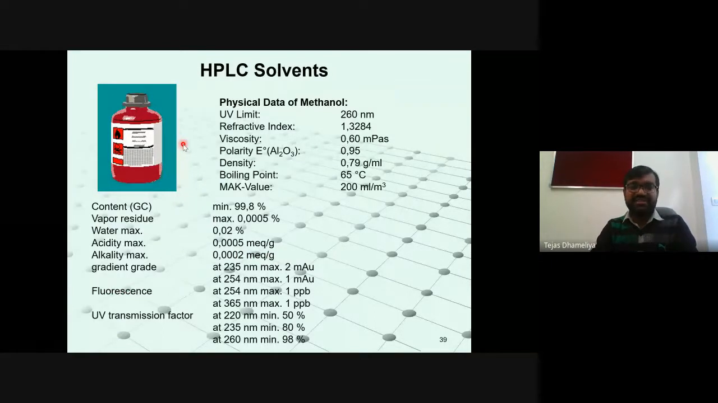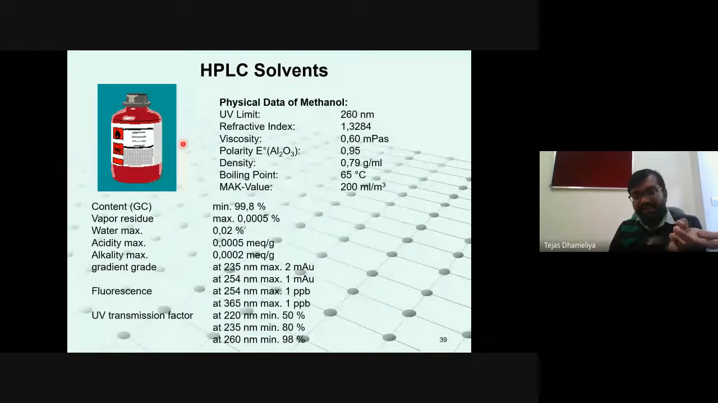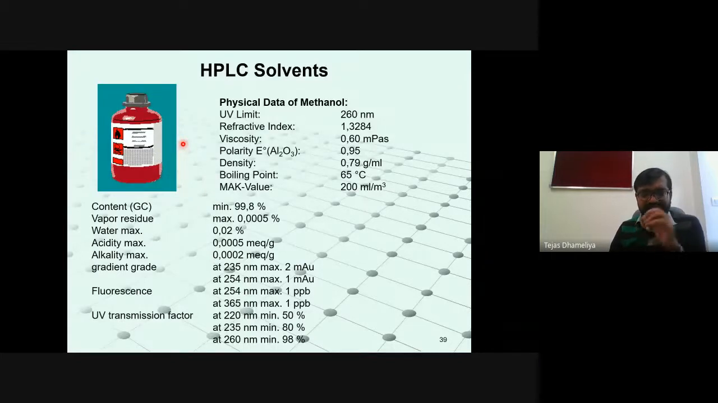These are the HPLC solvents and physical data of methanol, etc. HPLC solvent should be highly pure, because before you prepare your sample for HPLC, you will have to filter it with the help of micron filter paper. Then you will have to sonicate it. The reason is that you should sonicate first, so that the large particles break into small particles, then you can filter them out and then use.